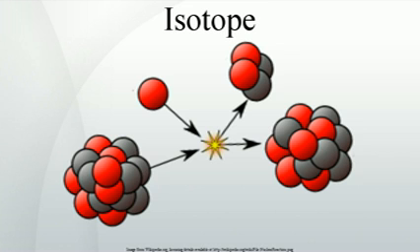Isotopes are variants of a particular chemical element such that, while all isotopes of a given element have the same number of protons in each atom, they differ in neutron number. The term isotope is formed from the Greek roots isos and topos, meaning the same place. Thus, different isotopes of a single element occupy the same position on the periodic table.